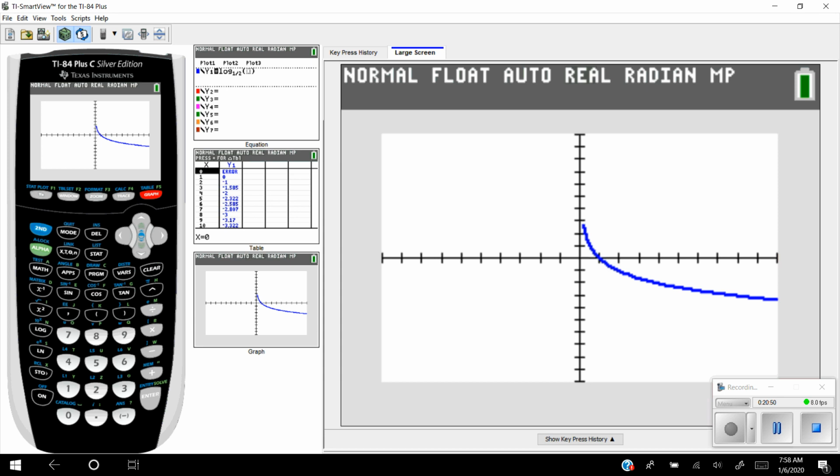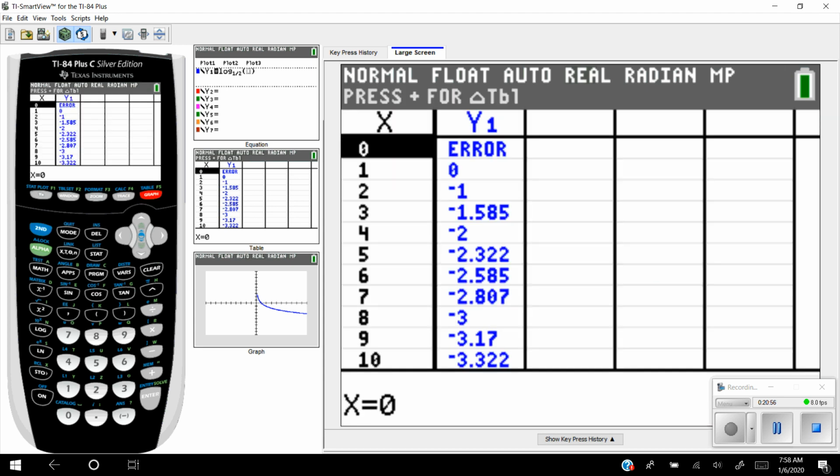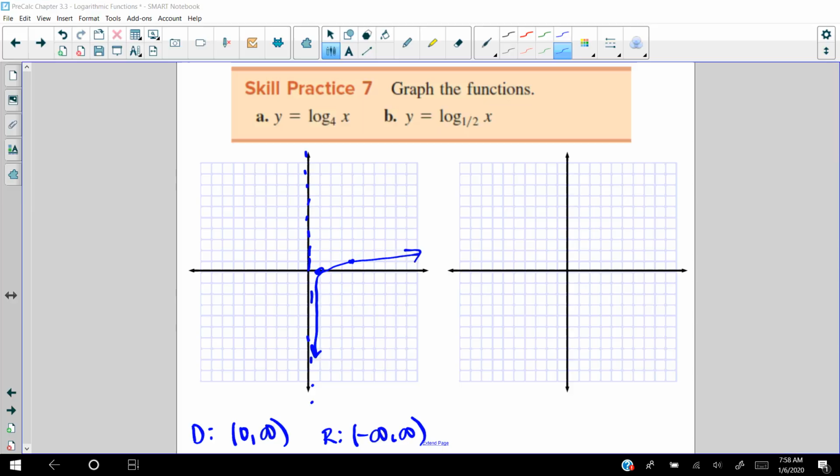looks like it's almost flipped or inverted. We'll talk about why that is in just a second. But if I go second graph and get the table, again, I've got the 0.10 and 8, -3 look like two nice graphable points.